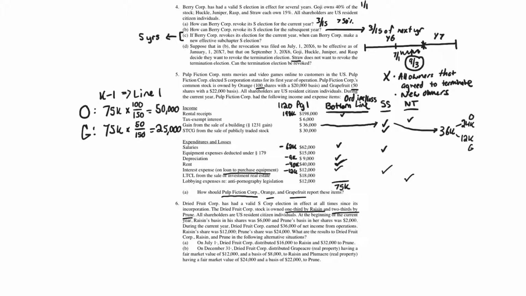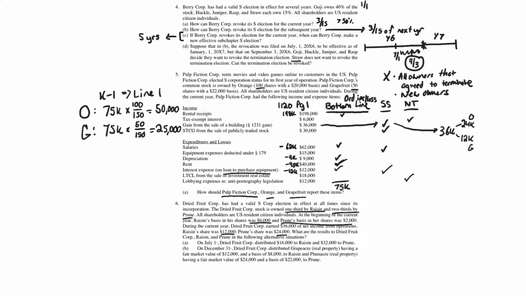At the beginning of the current year, Raisin's basis in his shares was $6,000 and Prune's basis in her shares was $2,000. During the current year, Dried Fruit Corp earned $36,000 of net income. Raisin's share was $12,000, of course, because that is 1/3, and Prune's share was $24,000 because 2/3. So that's how you would allocate that if you had to calculate it. What are the results to Dried Fruit Corp, Raisin, and Prune, which I'm going to abbreviate as Corp, R, and P, in the following alternative situations?